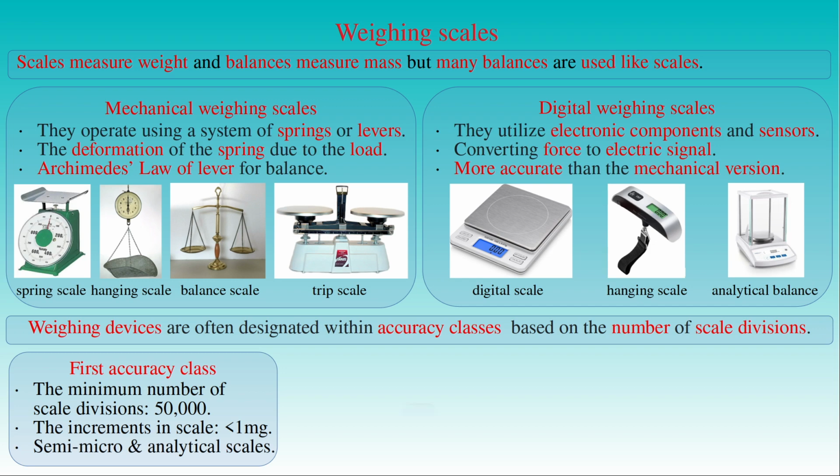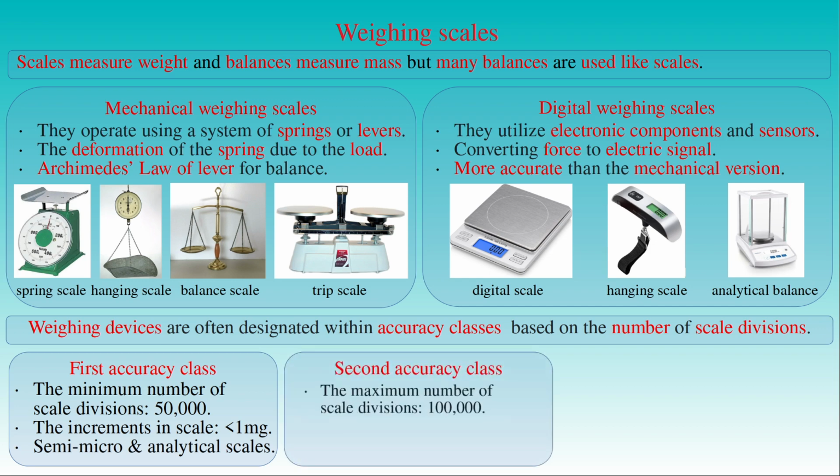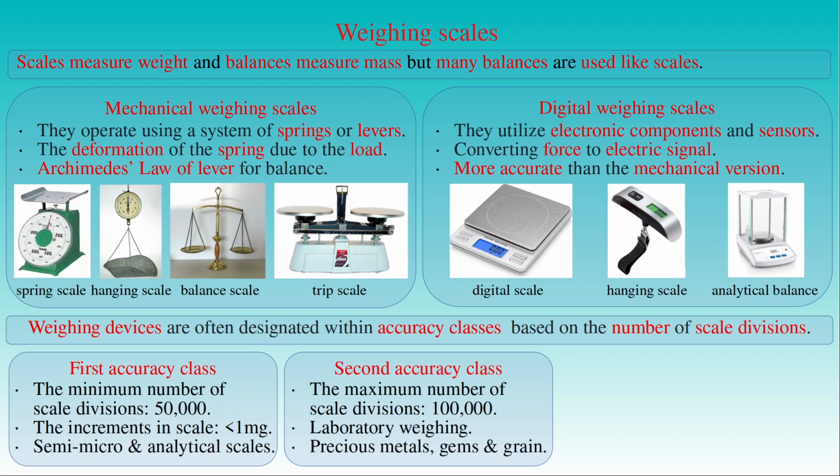In the second accuracy class, scales have up to 100,000 divisions. Typical uses of scales in this class include laboratory weighing, weighing of precious metals and gems, and grain test scales. The third accuracy class can be divided into 3 categories: medium, large and ordinary.